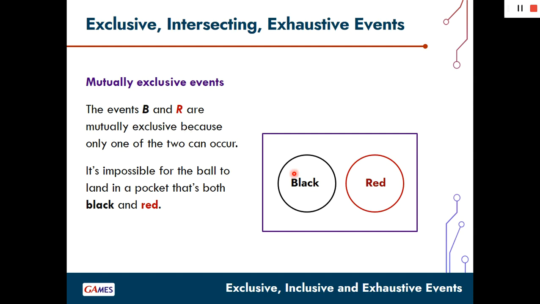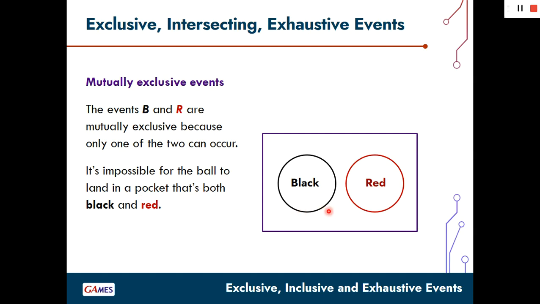When you talk about mutually exclusive events, these are events that do not intersect. These are events where the outcomes are not shared. The outcomes cannot occur simultaneously. So the events B and R are mutually exclusive because only one of the two can occur. You can't have both occurring together or simultaneously. Only one of these two can occur for any given trial.